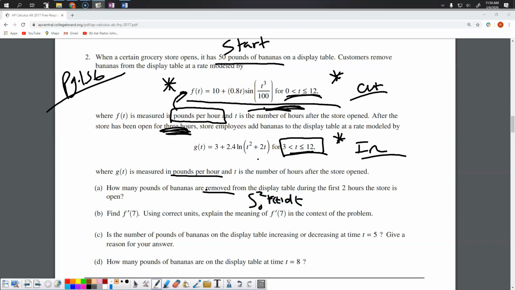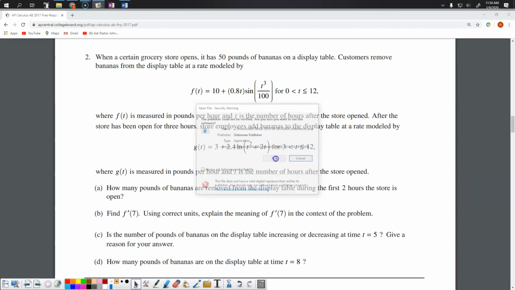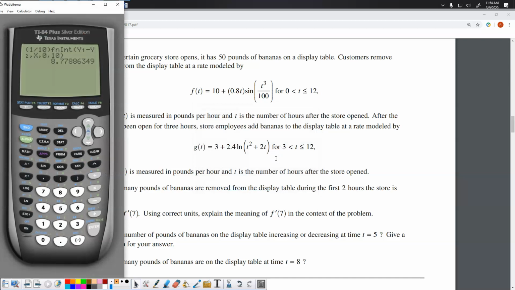Now for the next one, f prime of 7. This is interesting. What does this mean? Well, already f is in pounds per hour, right? So if you're finding the derivative of f, you're finding how fast that's changing. So basically what you're going to do is calculate the derivative of f, and it's going to end up being, well, you know what, I'll just do this one because we haven't done something like this in a little while. So let me bring up my calculator. I'll show you guys how you can do this.